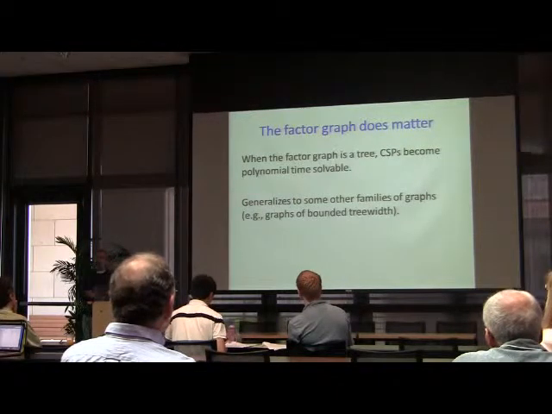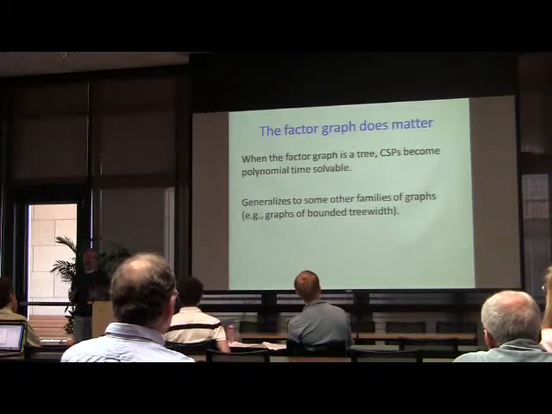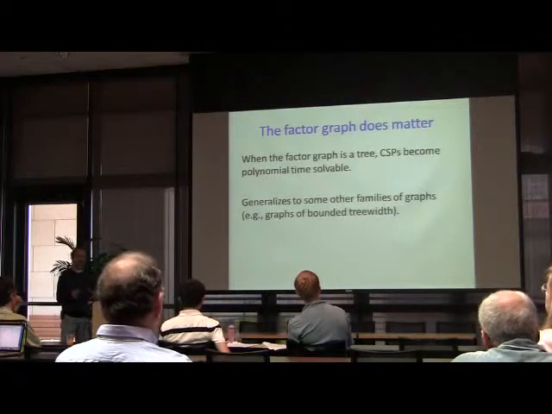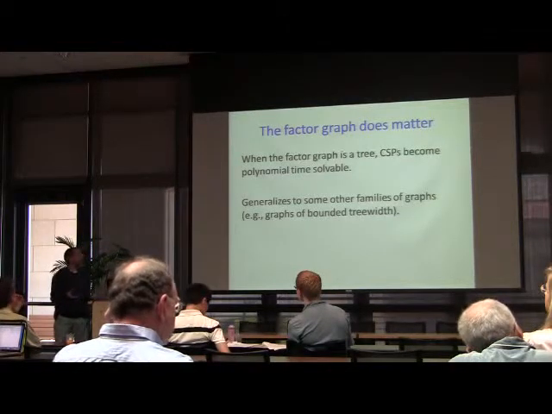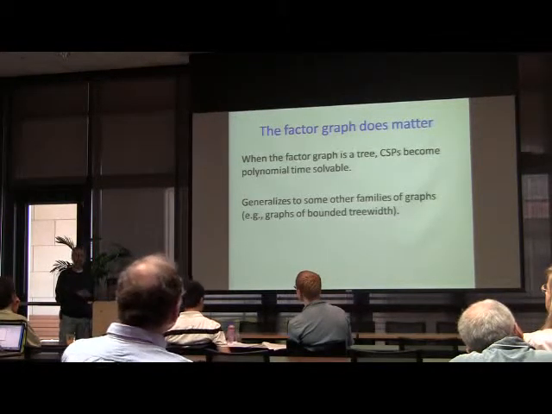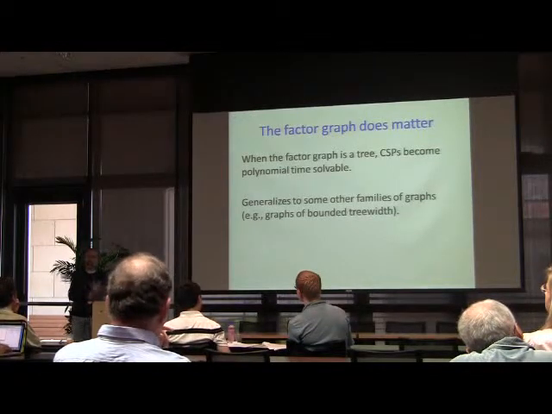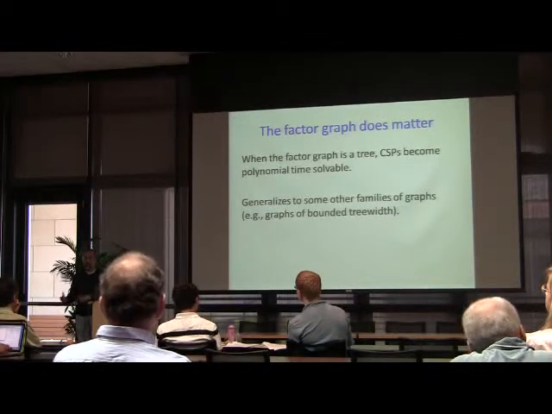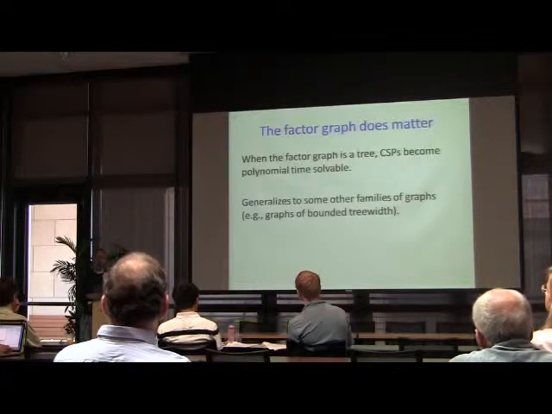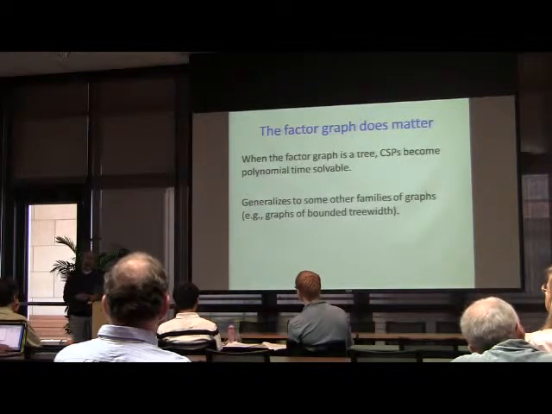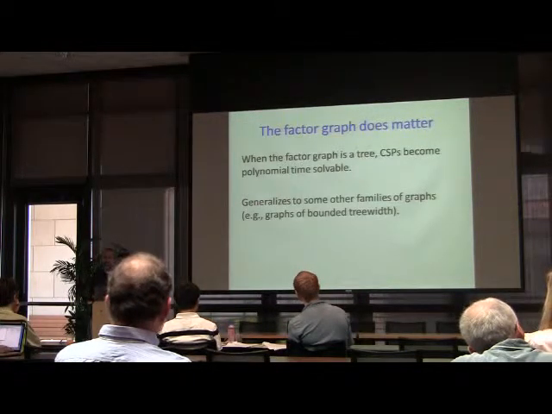So we do know that the structure of the factor graph does matter, in the sense that if the factor graph is very simple, let's say a tree, then essentially all constraint satisfaction problems are solvable in polynomial time over this class of factor graphs. And this generalizes also to other families of graphs. So the factor graphs do matter.